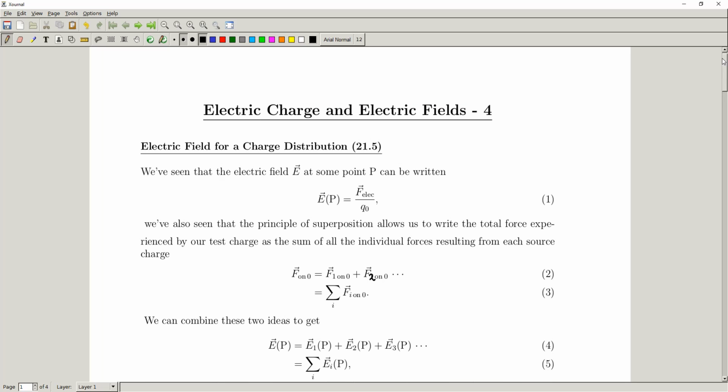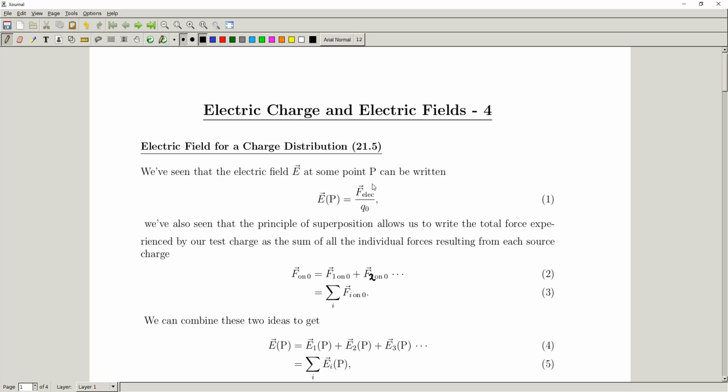We've seen already that we can calculate the electric field for some point, right? Using the equation that we see here, equation 1. We've also seen that the principle of superposition allows us to write the total force experienced by our test charge as the sum of individual forces resulting from each of the charges, right?